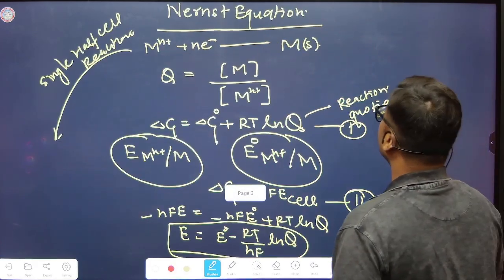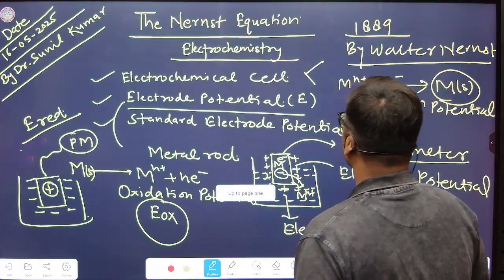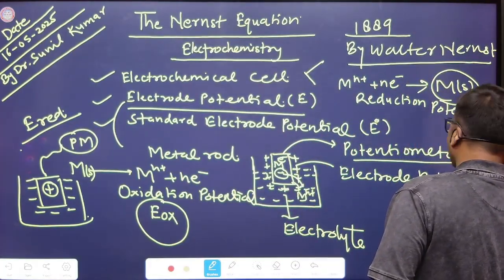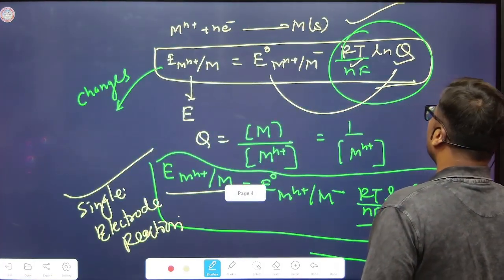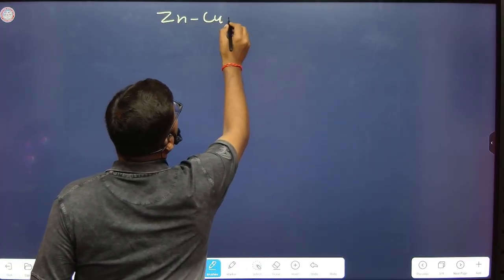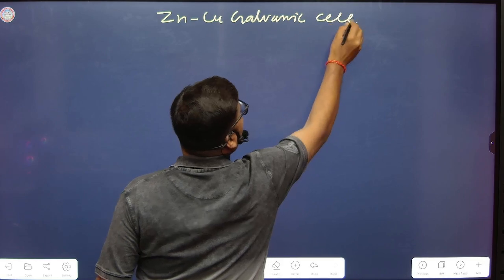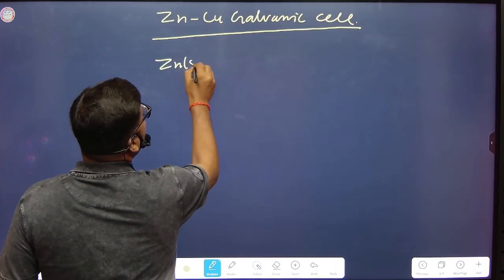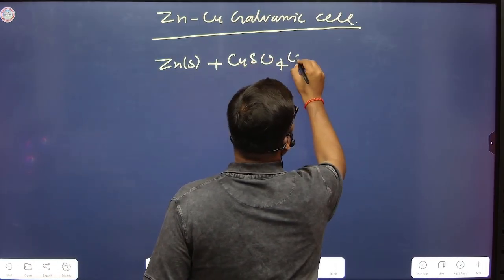Suppose we have zinc copper, right? So we have a zinc copper galvanic cell. In the previous lecture, what you have seen is zinc solid plus copper sulfate aqueous, right?